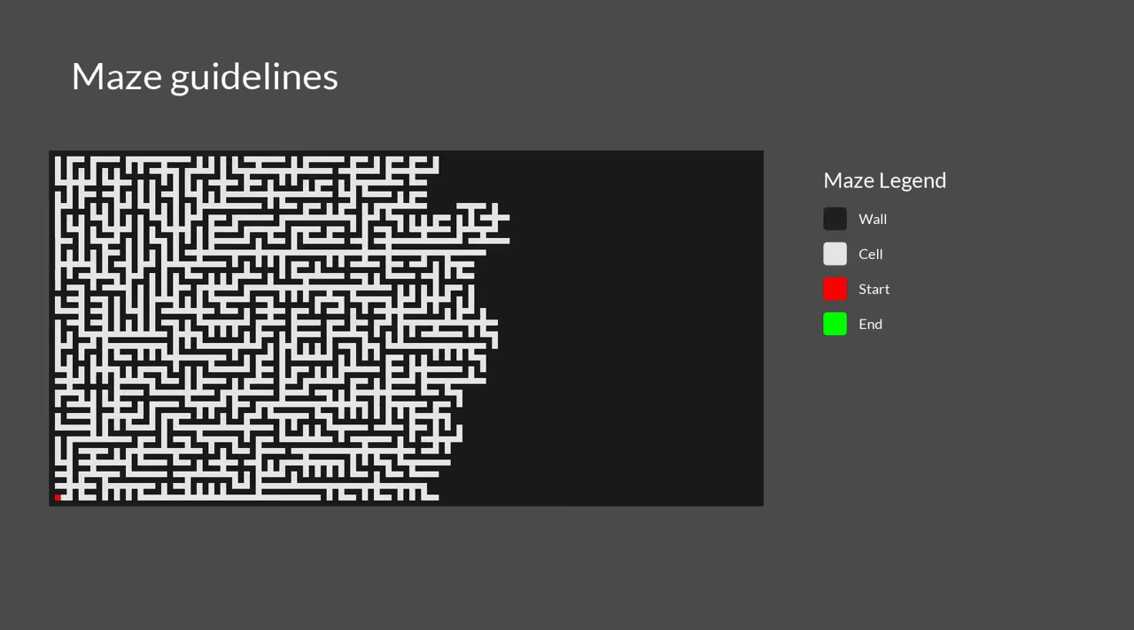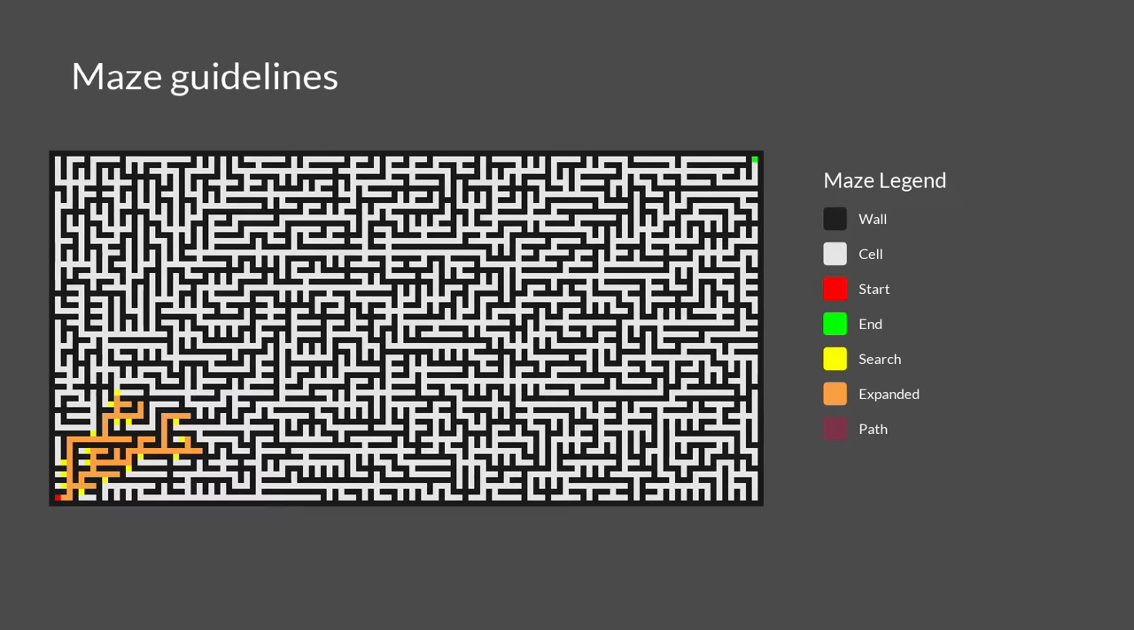And importantly, while our pathfinding algorithm is running, we'll be highlighting what node it's searching, expanding, and what the path is when it finally does find one.